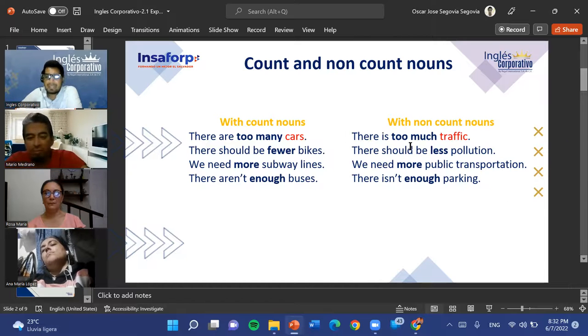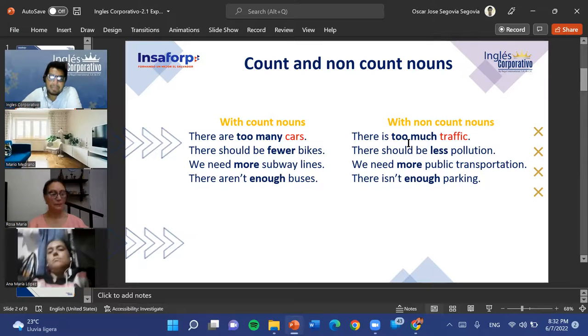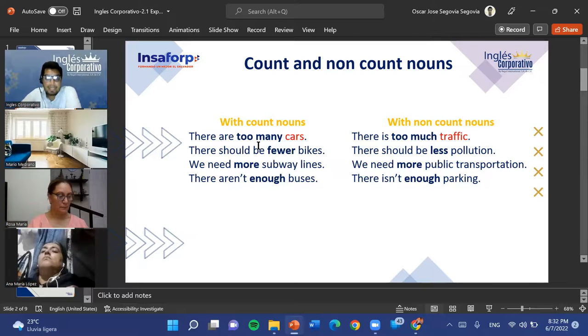Okay. Entonces, ahí tenemos entonces esa situación, ¿verdad? La siguiente. With countable nouns, there should be fewer bikes. Oh, wait. Yeah, this is something that I'm not going to ask because it is obvious. Like in our country, there is too much traffic all the time. So, yeah. Now, there should be fewer bikes. This is once again a countable noun expression.